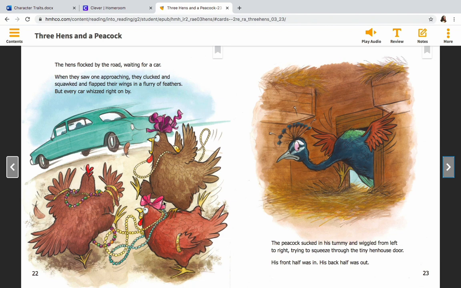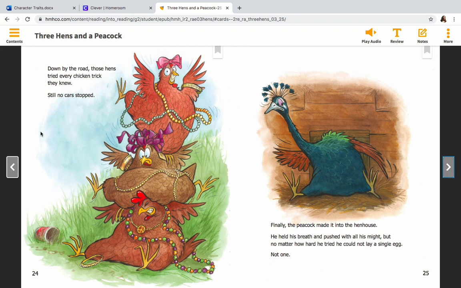Why do you think they're not stopping for the hens? The peacock sucked in his tummy and wiggled from left to right, trying to squeeze through the tiny henhouse door. His front half was in, his back half was out. Down by the road, those hens tried every chicken trick they knew. Still, no cars stopped. Finally, the peacock made it to the hen house.